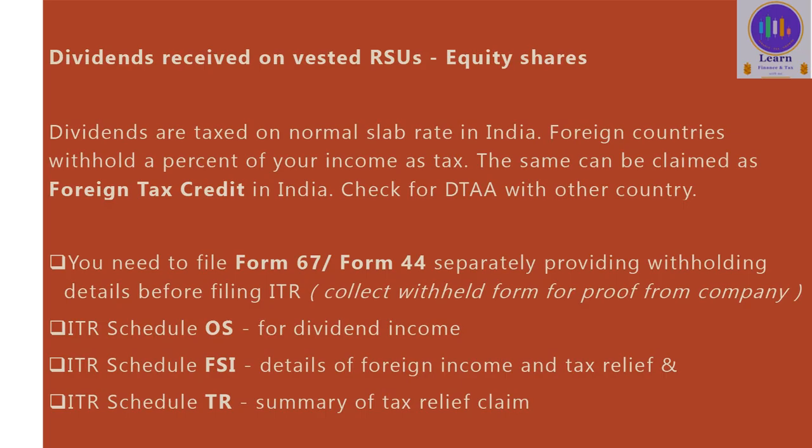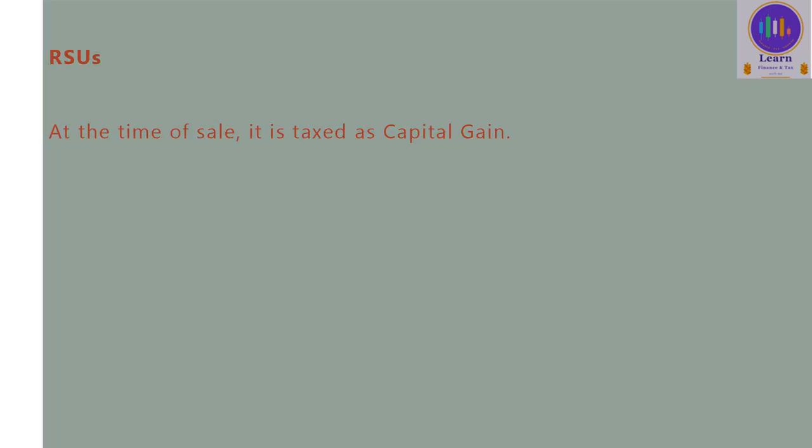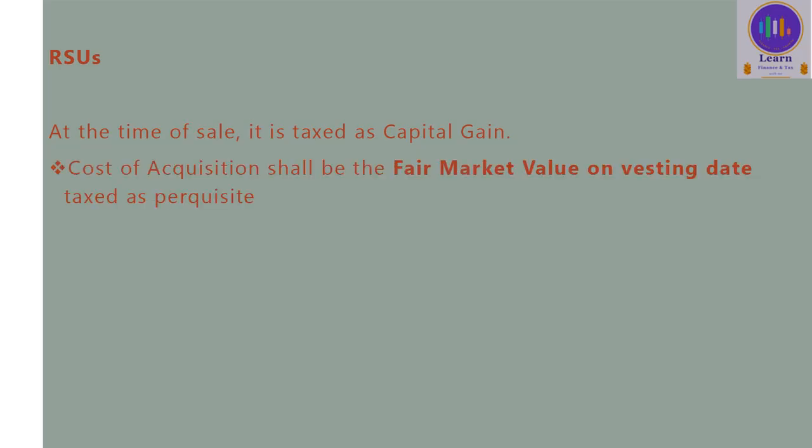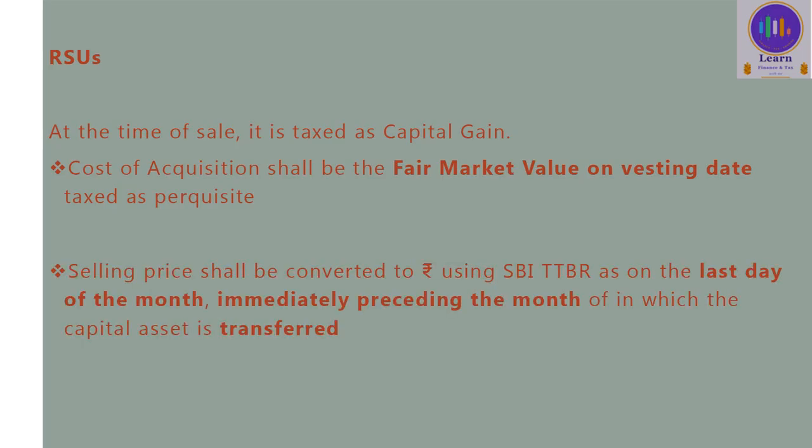The next taxable event is the capital gain. That is when you sell the shares. The cost of acquisition for those shares shall be the fair market value on the vesting date, which was actually taxed as perquisite. Selling price should be converted into INR using SBI's TTBR on the last date of the month immediately preceding the month. And all these details are entered in Schedule CG.